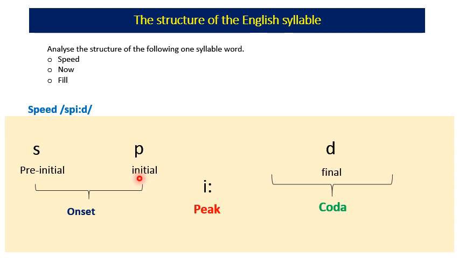If you have pre-initial, it will be followed by initial and then post-initial in other cases. And as long as we have the D sound here, we don't have the nasals or L and S sound. In this way, we have the final part in the coda position. So this is just to explain in detail and in a simple way the process of analyzing the structure of the following one-syllable word.